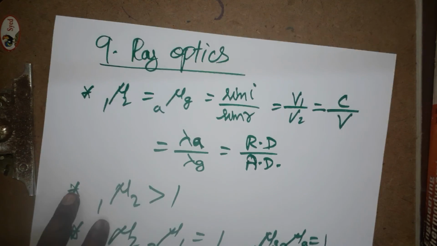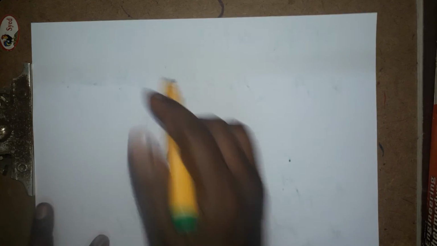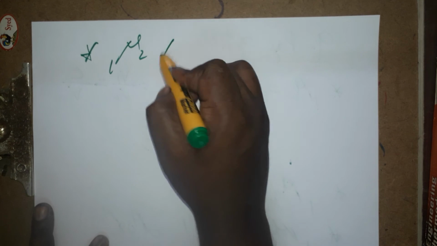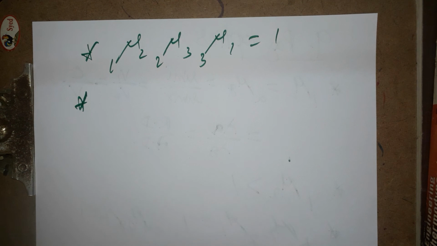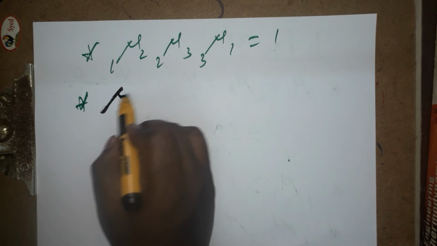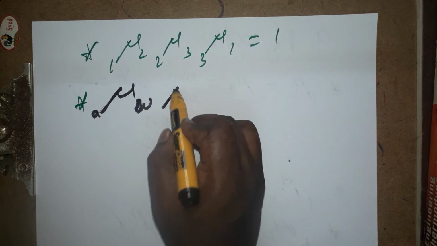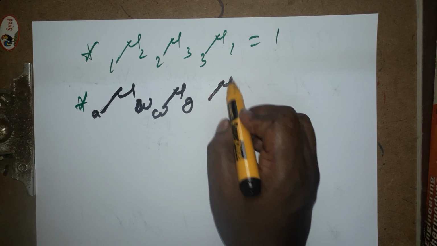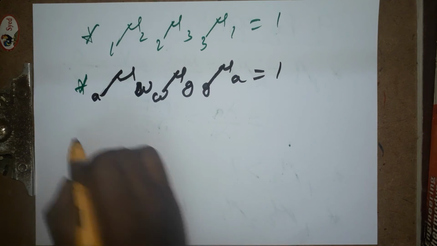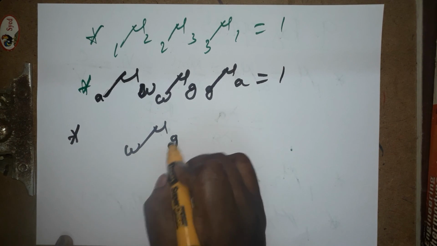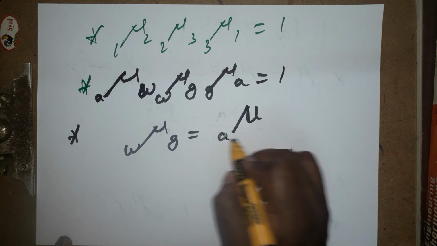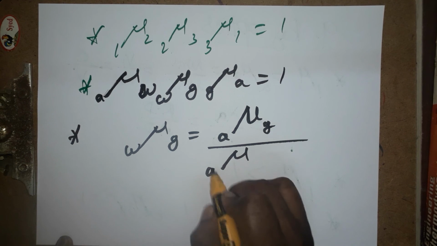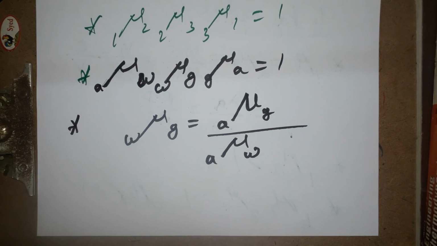Okay. If you want multiple media, three media together, it's going to be 1 to 2, 2 to 3, 3 to 1 is equal to 1. The same way you can give it with another method also: A to W, W to G, and G to A is equal to 1. If you want the refractive index of water to glass, it's going to be mu of A to G divided by mu of A to W. It's a special formula which you need to know.